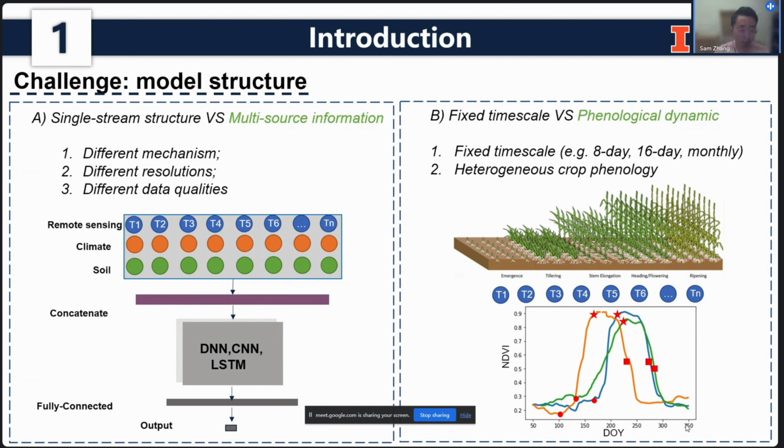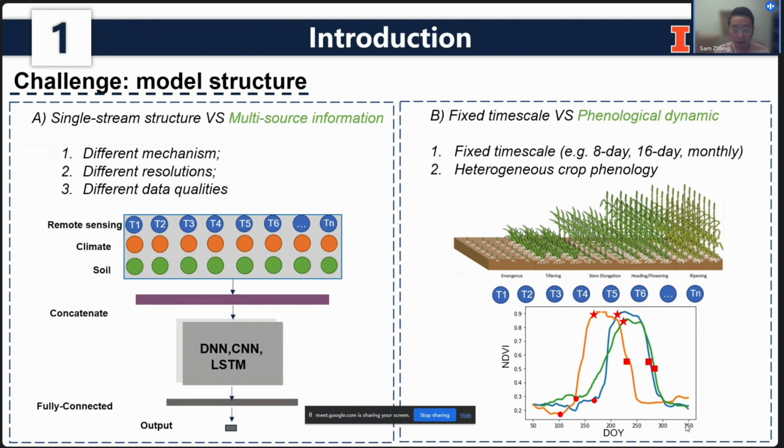So they usually represent very different mechanisms of crop yield, and they have different resolutions, data qualities, and many other differences. So it's very hard to use one model structure to process all those data, especially if you want to build a very efficient and small model.